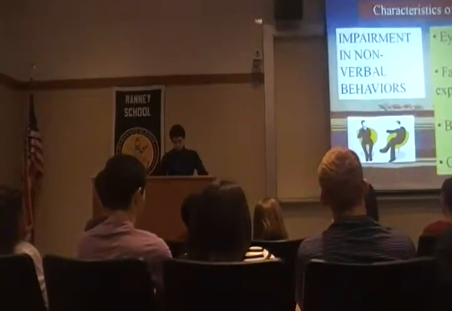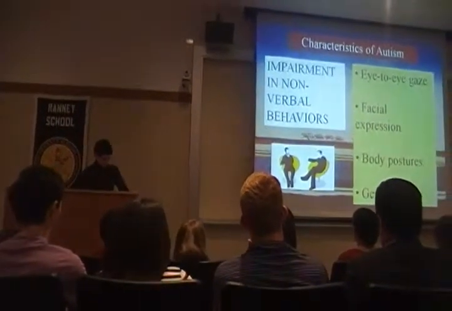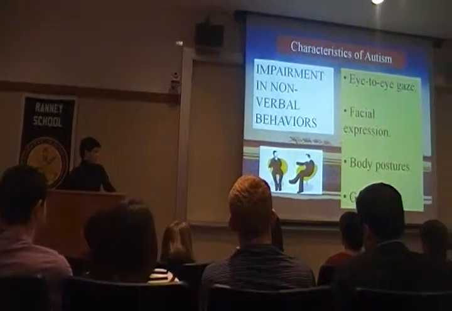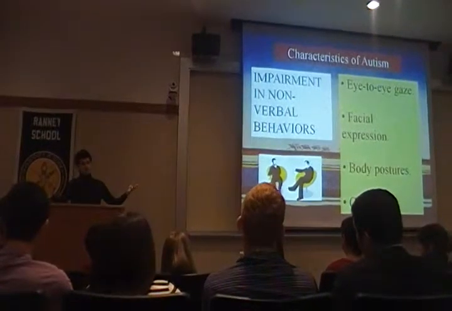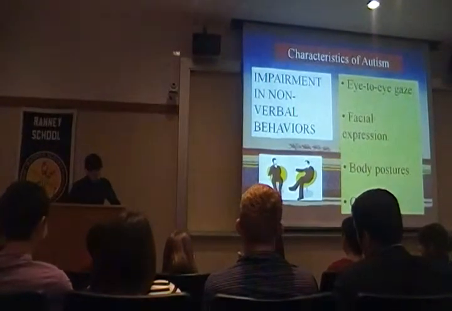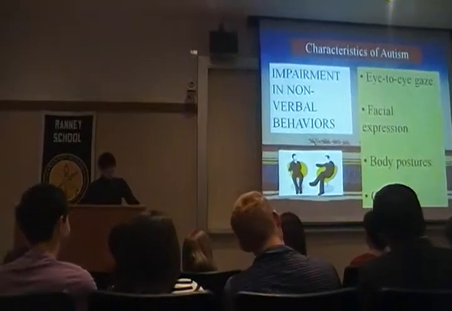So here are the characteristics of autism. Now, I based this off what is known as the Diagnostic and Statistical Manual of Mental Disorders, 4th revision, which basically describes every single mental disorder known to man. Everything from anxiety to mood disorders. It's in there. Look it up. So anyway, we have the characteristics of autism here.